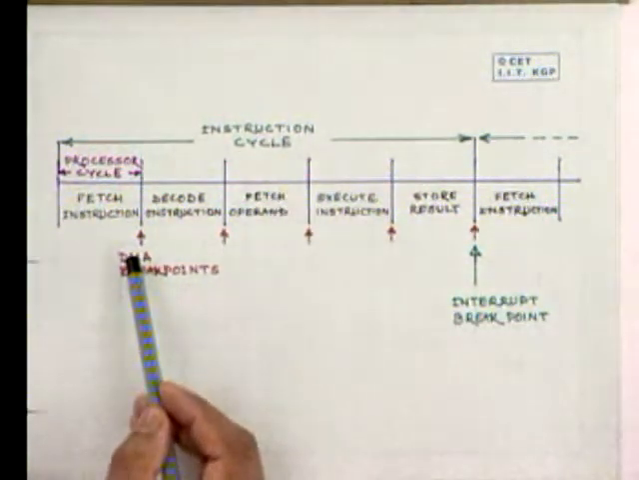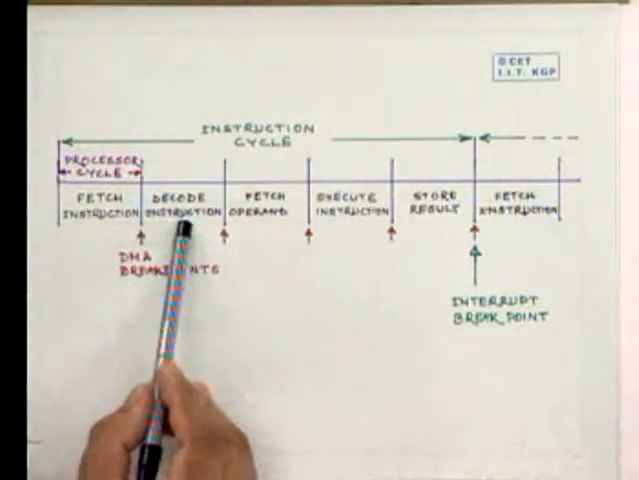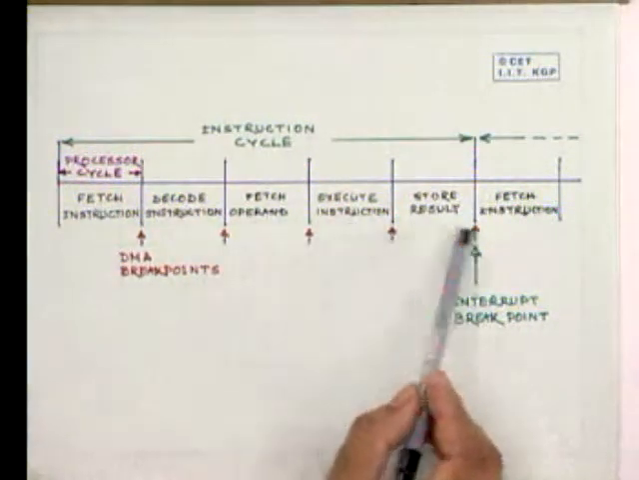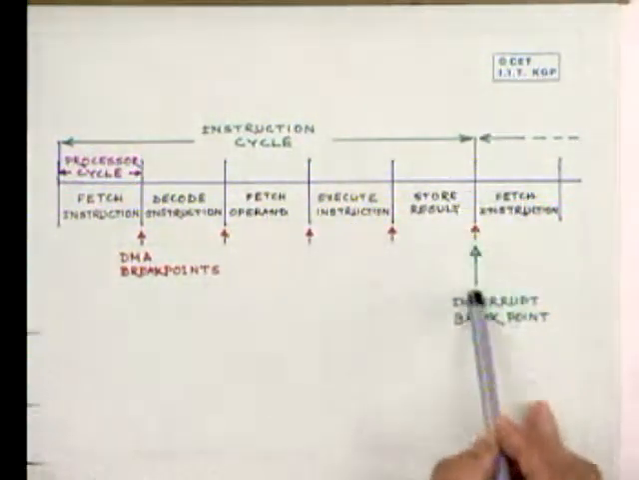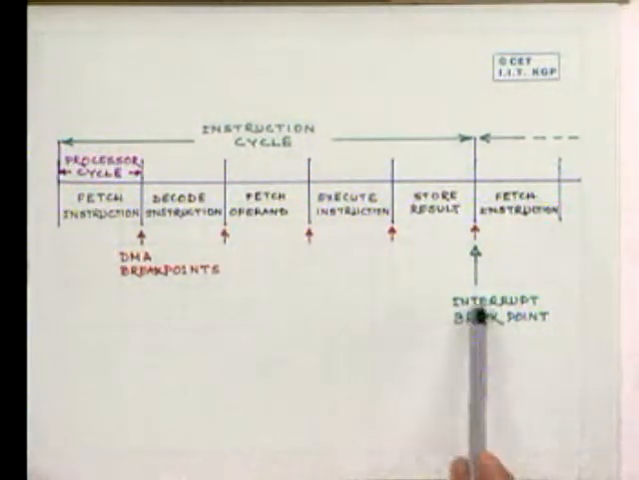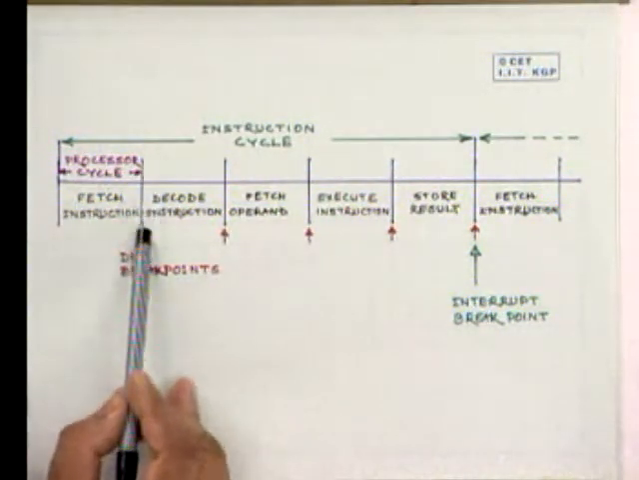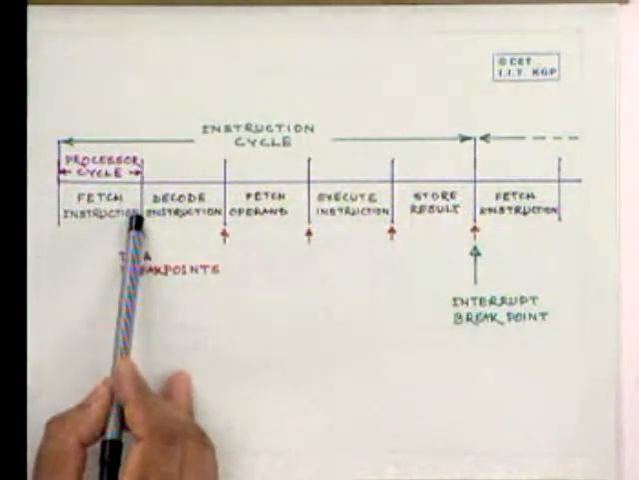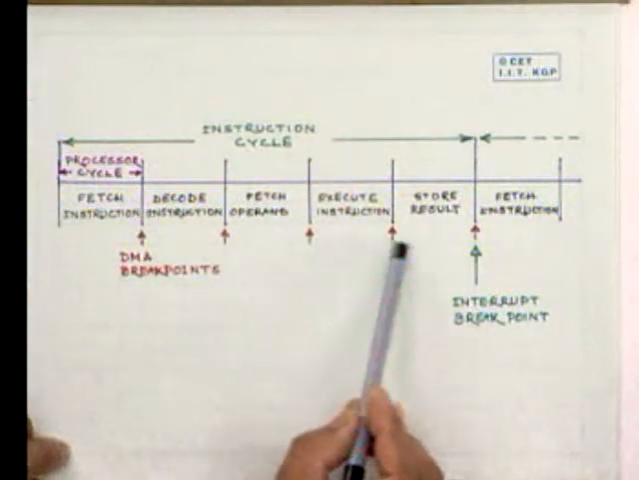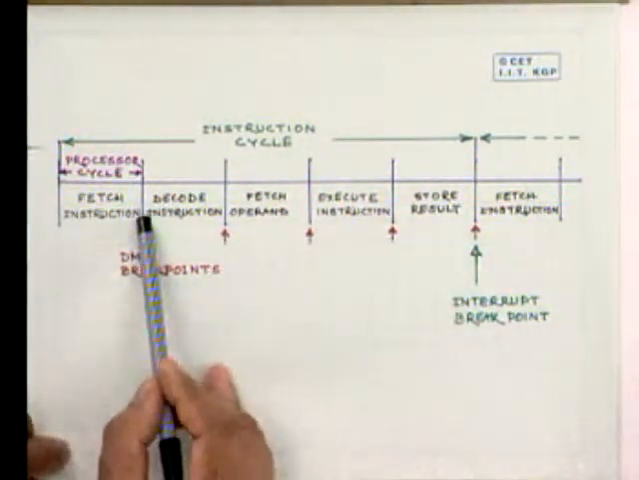Let's come back once more to that instruction cycle. Here are the processor cycles: fetch instruction, decode, fetch operand, execute instruction. The machine cycles or the processor cycles go on. At the end of an instruction cycle, the interrupt takes place at the breakpoint. The DMA breakpoint is at the end of every processor cycle. You see, after the fetch, if there is a hold request, after every such processor cycle, at the red arrows, at every point, the CPU will release the bus.